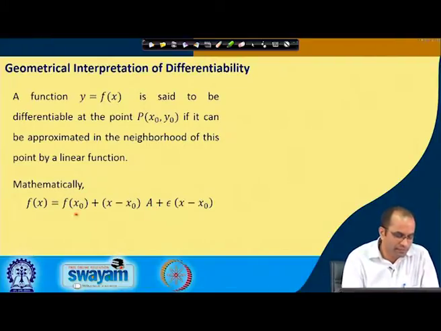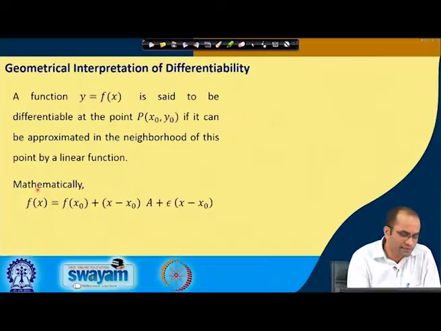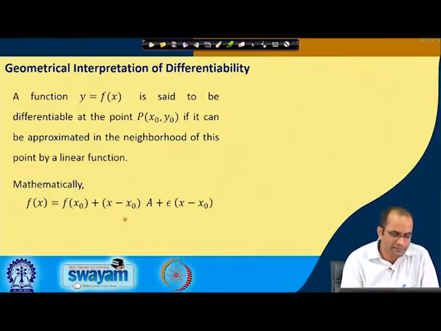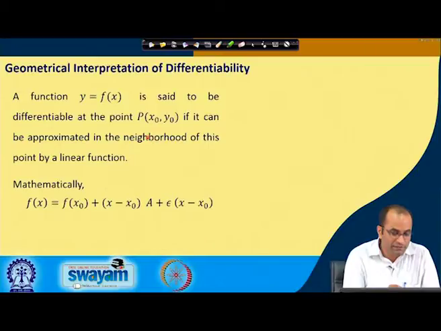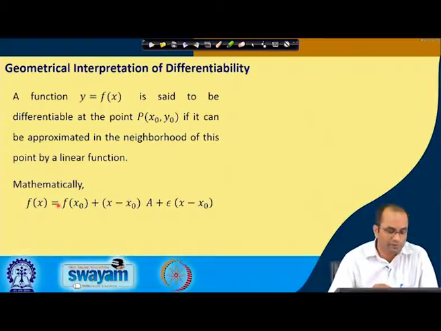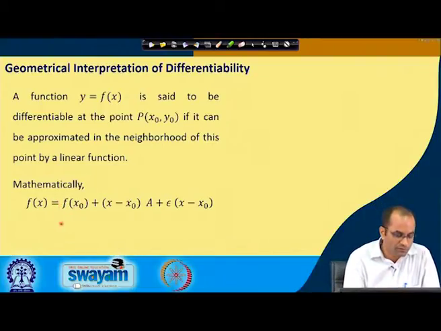So, if we bring this f(x naught) to the left hand side, this will become delta y, and we have here delta x, and a terms plus epsilon and again delta x, the change in x. But here now we are talking about whether we can express this f(x) by a linear function in the neighborhood of the (x naught, y naught) point. So, what does that mean? This is the linear function, and plus we have epsilon and this x minus x naught.